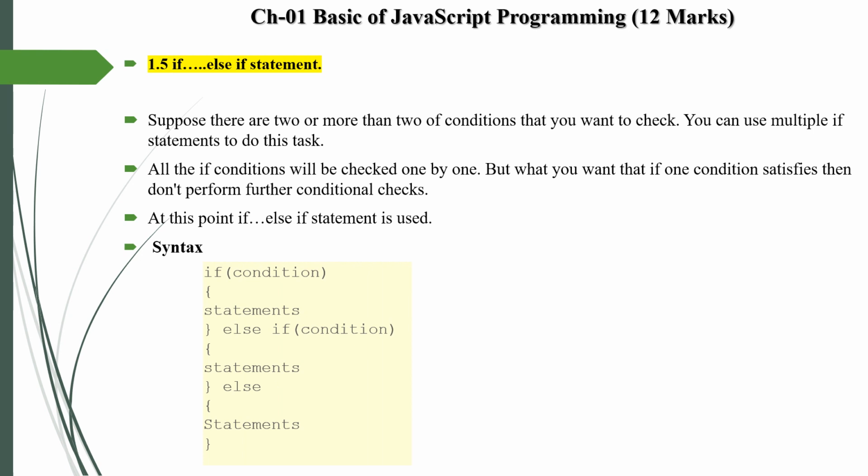Syntax: so the simple syntax is, first if, then we write the condition, then we define the statements. If the first condition is true, then these statements are executed. Else again we use if, and then again we define the condition. If the second condition is true, then these statements are executed. And if all the conditions are false, then the last statements, that is the else part, are executed. So we can define any number of conditions one by one in the if-else ladder.